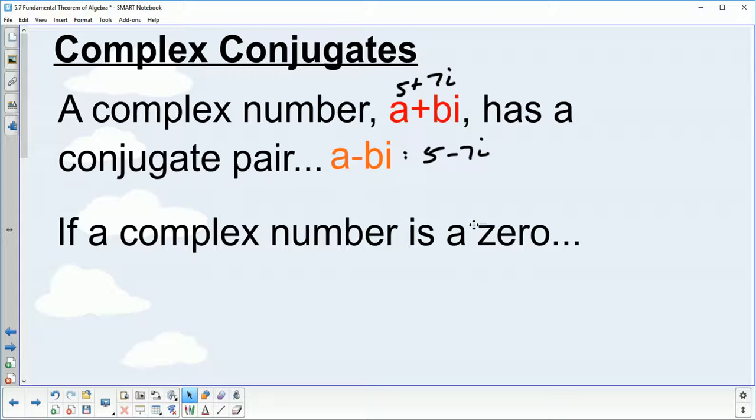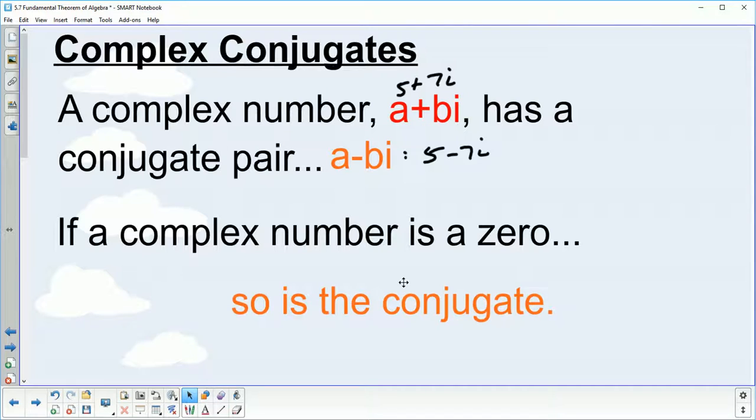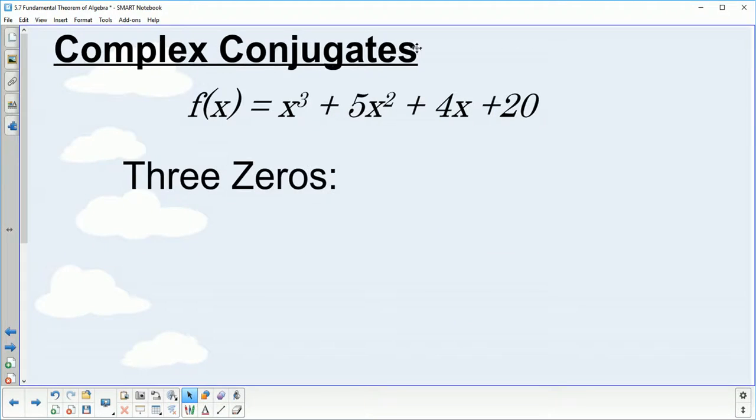If a complex number is a zero, and this is the important piece for our fundamental theorem of algebra, then its conjugate also has to be a zero. So if 5 plus 7i was a zero for a polynomial, then 5 minus 7i would have to be a zero as well. An example might look like this: f of x equals x cubed plus 5x squared plus 4x plus 20. I know there has to be 3 zeros because the degree is 3 and that's the highest degree. Let's say I found that one of those zeros was negative 5, and I did that through synthetic division or the rational roots theorem that we were talking about in the last section.